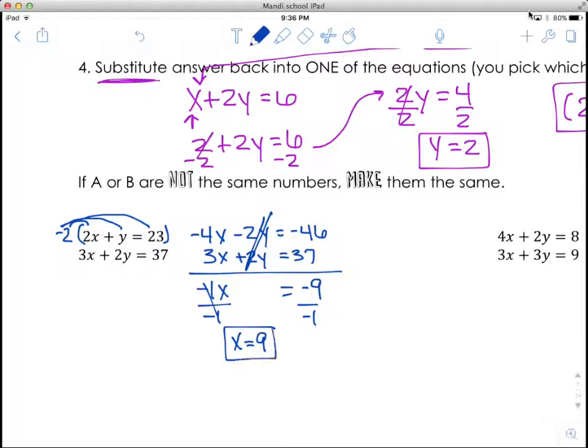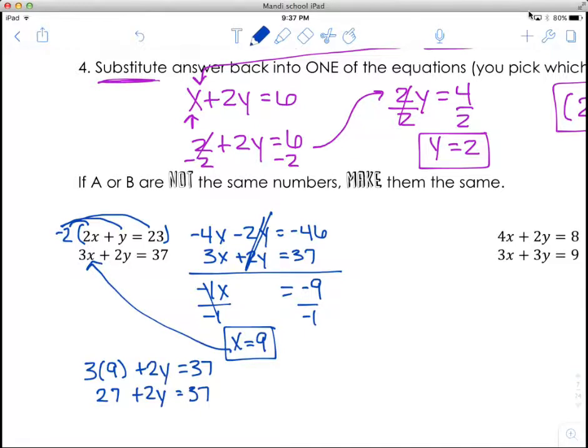Okay, so we know from before that that's only the first answer because we have to have an x and a y. So once again, you pick which one you want to substitute back into. I'm going to pick this one right here. So 3 times 9 plus 2y equals 37. So 3 times 9 is 27. Plus 2y equals 37.